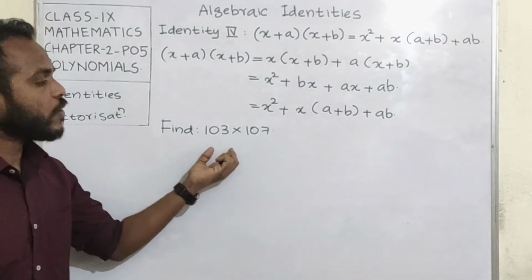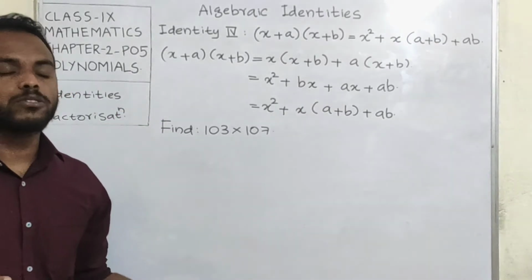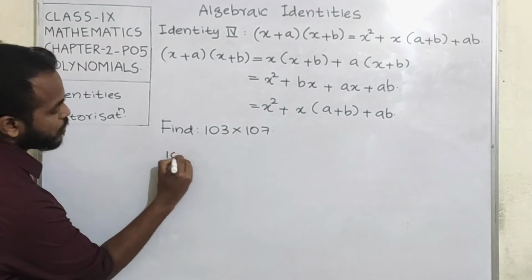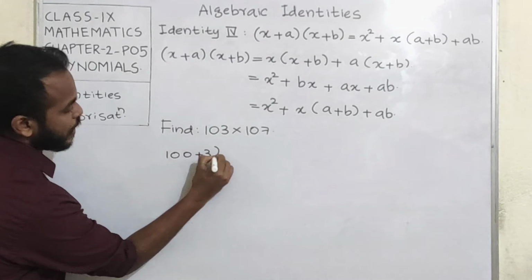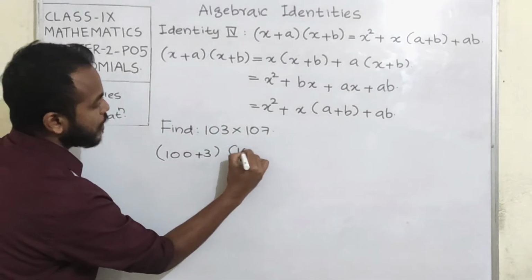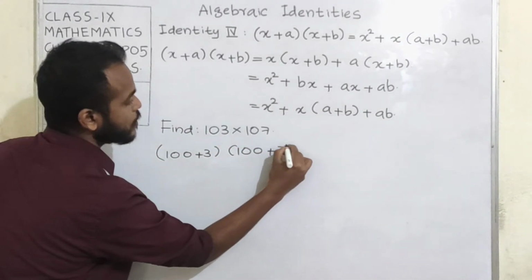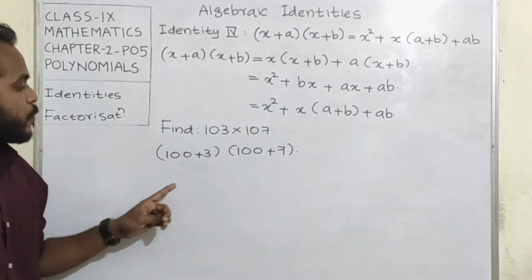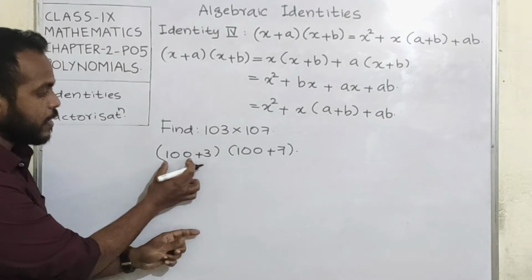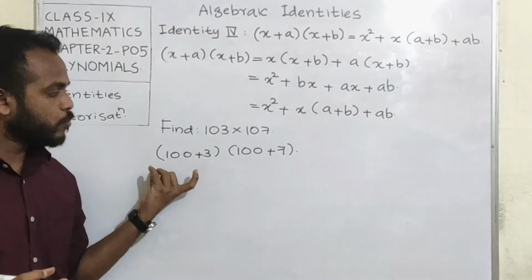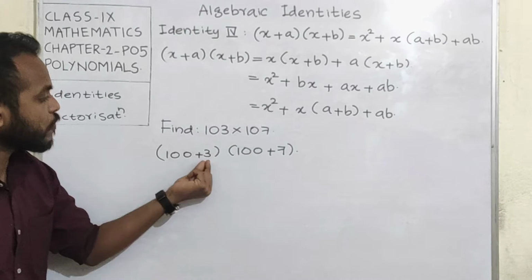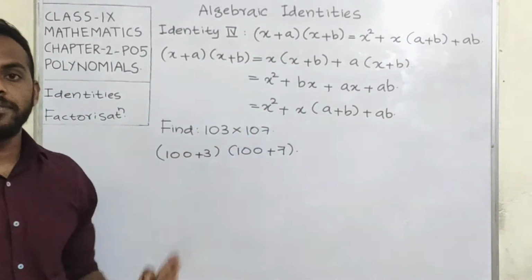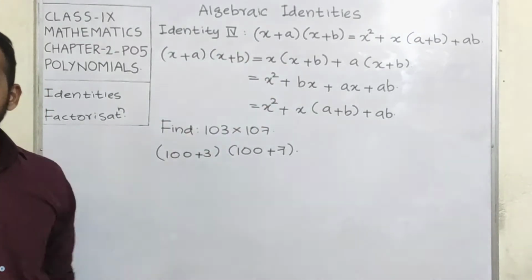For example, if you want to find the product of 103 and 107, you can further write this 103 as 100 plus 3 and this 107 as 100 plus 7. Now, is this not of the form x plus a into x plus b? Here the x term is 100. You can see in both the terms there is 100. Now instead of a and b we have got 3 and 7. So we can just apply this identity that we have just learned now.